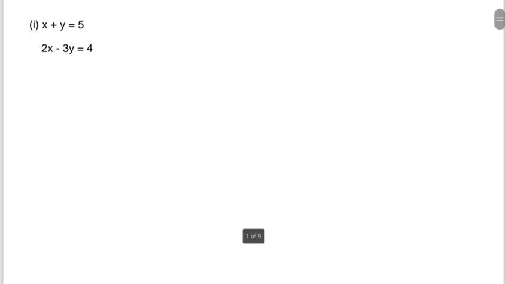Elimination method is eliminating a single variable. There are two variables, that is x and y. In elimination method we will be eliminating a variable, either x or y, and we will be finding the other variable's value, and using that value we will be finding the eliminated variable. So let's go to the first one.